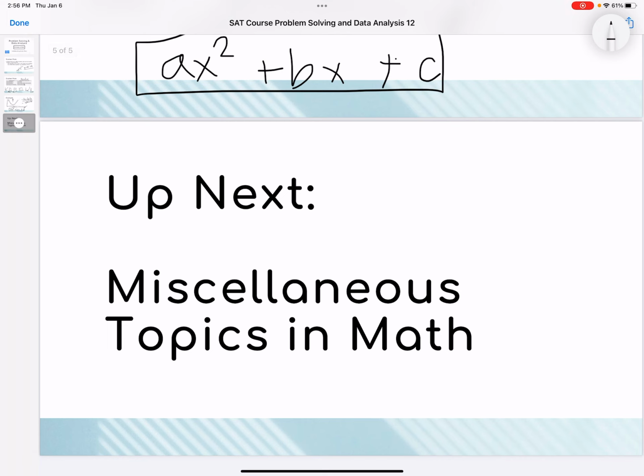Make sure you definitely study that chart that we have and just practice drawing each of those so you have an idea, and maybe even make flashcards so that you can remember which description matches each equation and then the graph that goes with it. All right, that is it for problem solving and data analysis. Up next, we'll get into a section known as miscellaneous topics in math.